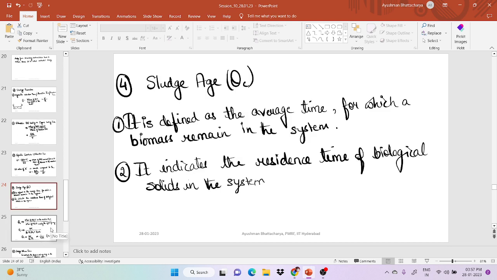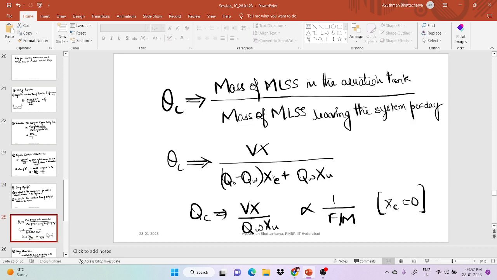The fourth thing we studied was sludge age. Sludge age is basically defined as the average time for which the biomass remains in the system. It indicates the residence time of biological solids in the system. It is the mass of sludge in the reactor divided by the mass of solids leaving the system per day, that is Vx divided by (Q0 minus Qw)Xe plus QwXu. If Xe is near to zero, that is, the solids concentration of the effluent is near to zero, then the equation turns out to be Vx upon QwXu. That is inversely proportional to the F by M ratio.